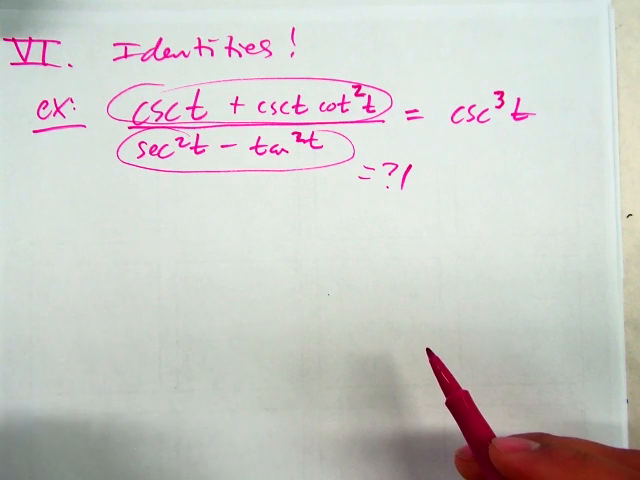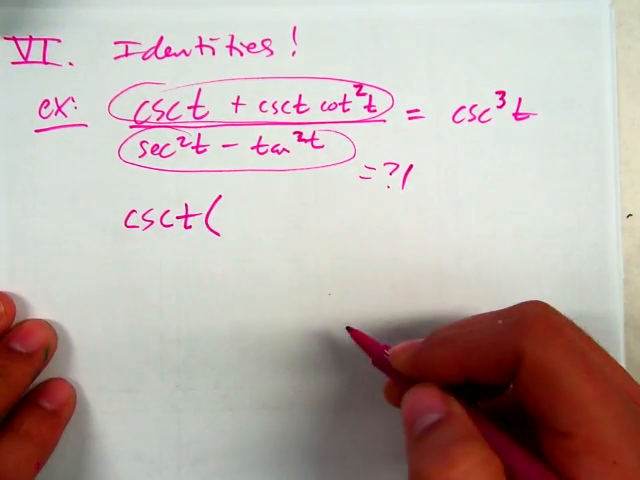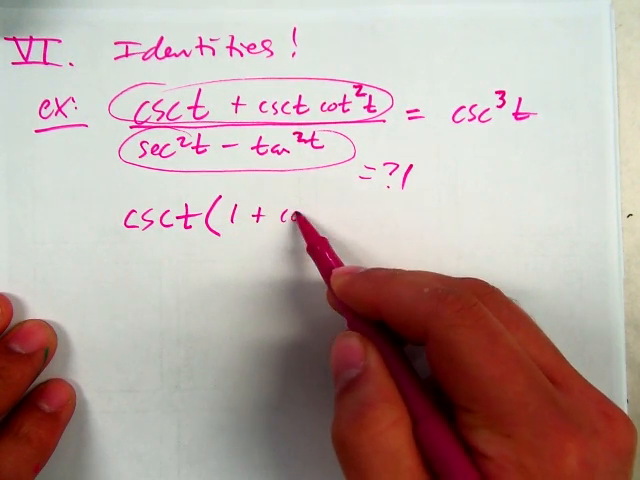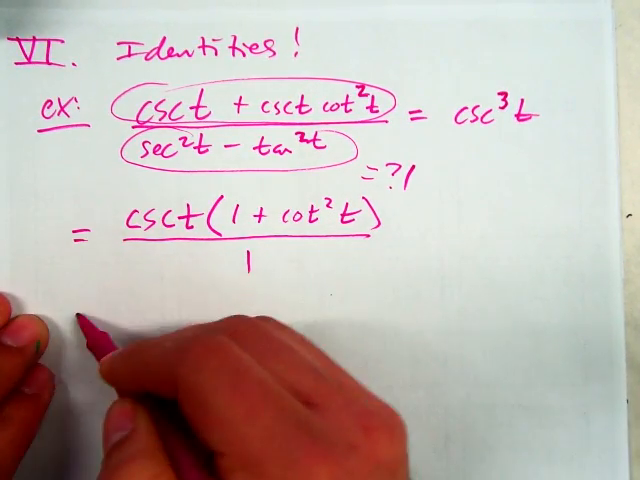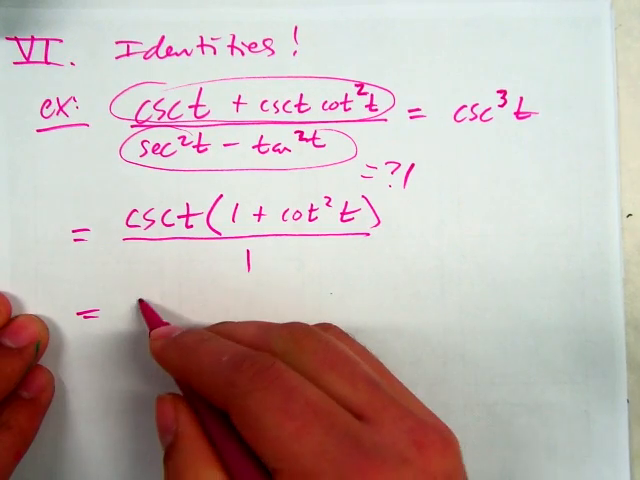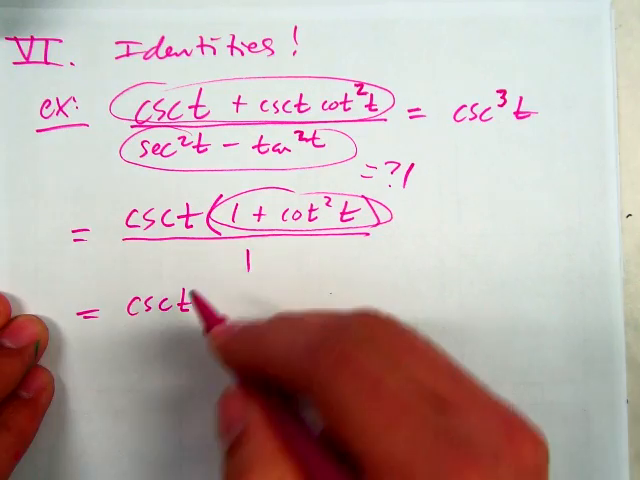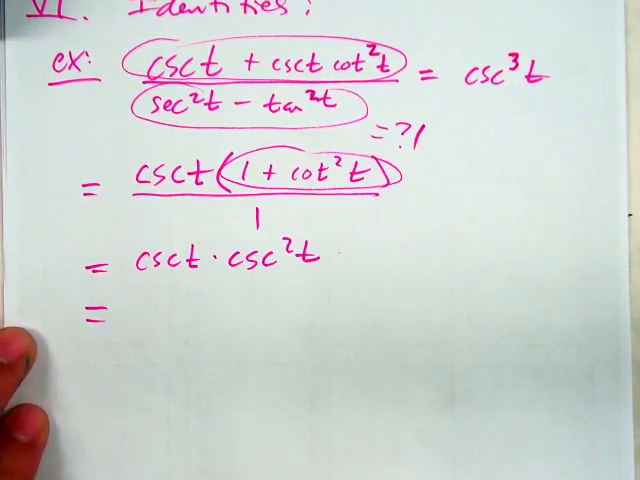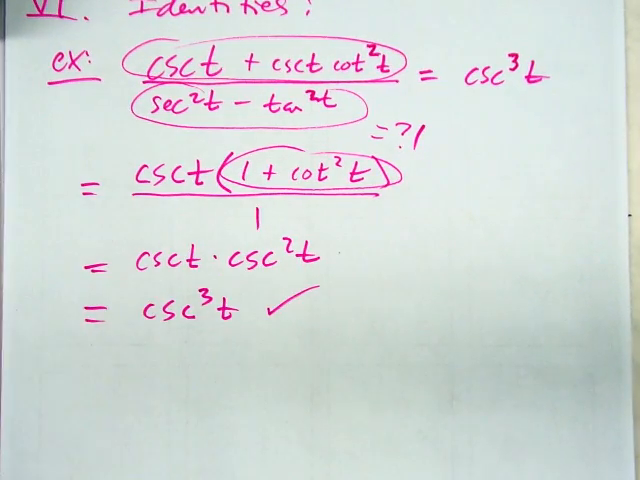So can we do anything up here before we change the sines and cosines? Let's factor out the cosecant. And what's left? It's 1 plus cotangent squared. Remember, this was 1. Don't we have a new identity for this? What's 1 plus cotangent squared? That's cosecant squared. Well, what's cosecant times cosecant squared? Cosecant cubed.